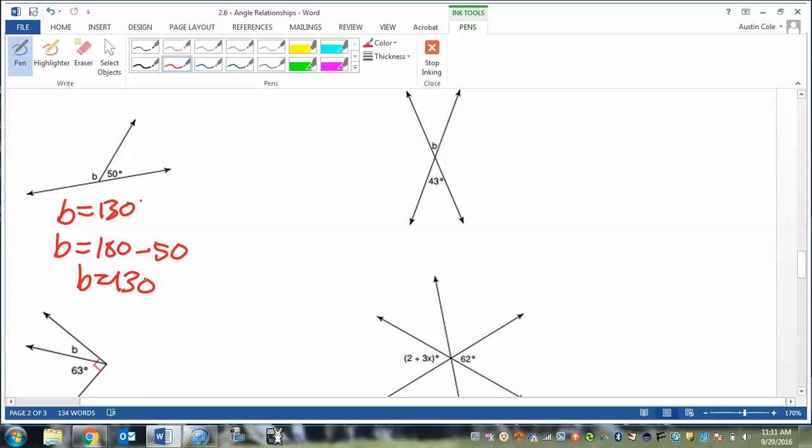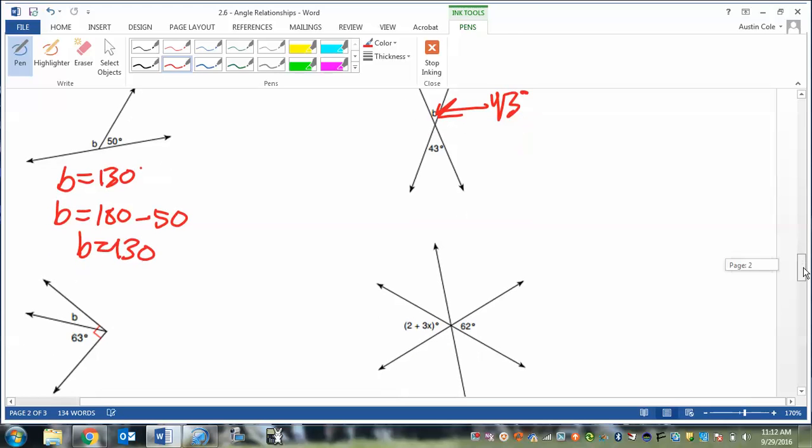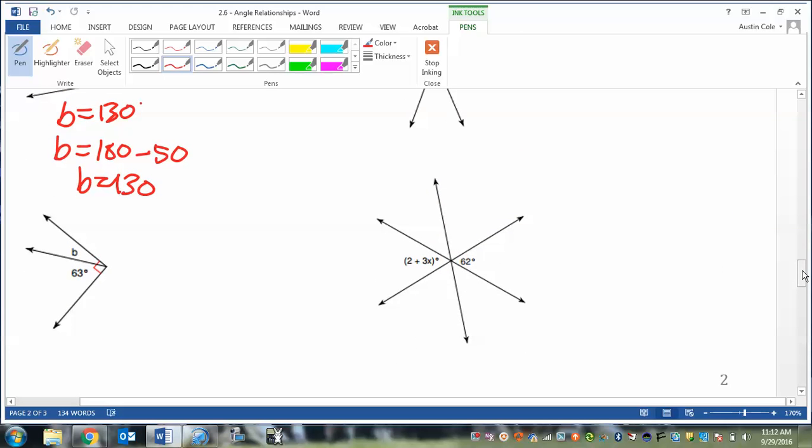Team 2, what'd you get? 43. How'd you get that? Vertical angles, right? B is a vertical angle with 43 degrees, so the one above it is also 43 degrees. Okay. Team 3, what'd you guys get? 27. How'd you get 27? It's 90 degrees, so you just do 90 minus 63. B equals 27 degrees.